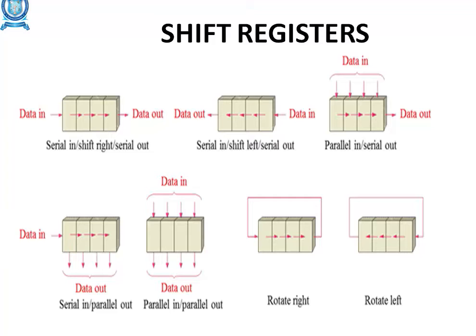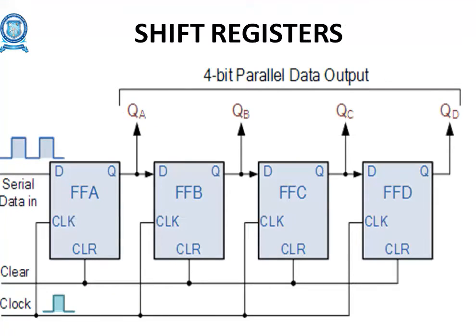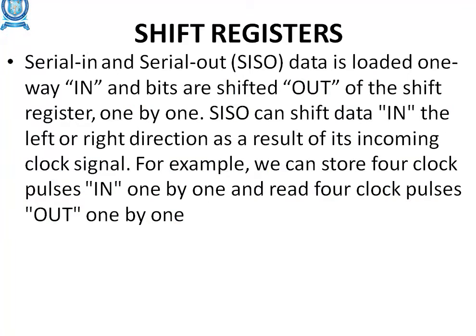So data comes in serially and goes out serially: serial in, serial out. Here we have explained the common diagrams of shift registers: serial in serial out, serial in parallel out, parallel in serial out, and parallel in parallel out. Serial in, serial out means data is loaded one bit at a time at the input and bits are shifted out one by one. SISO can shift the data in the left or right direction.